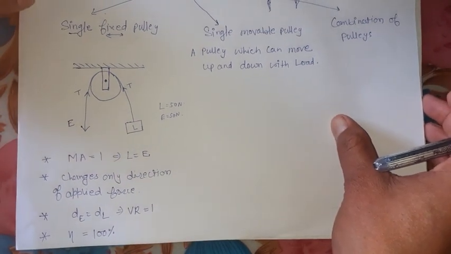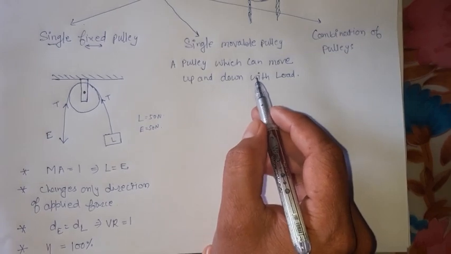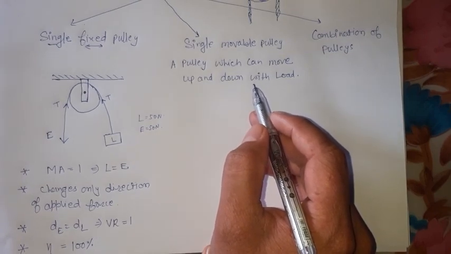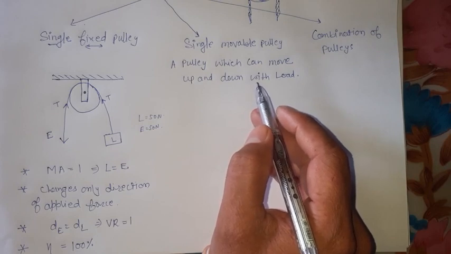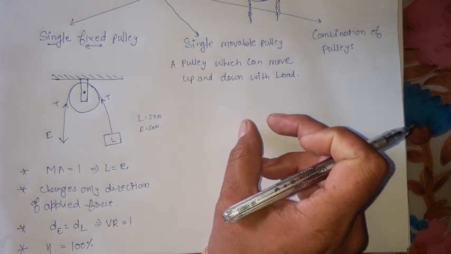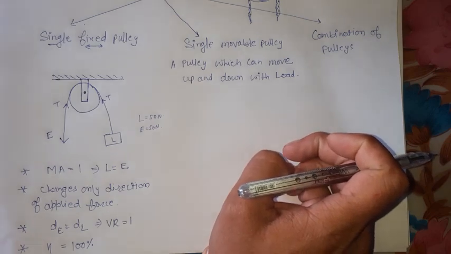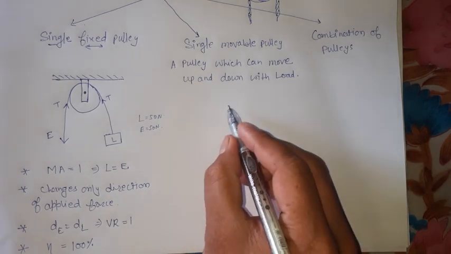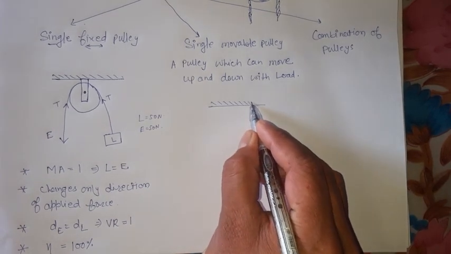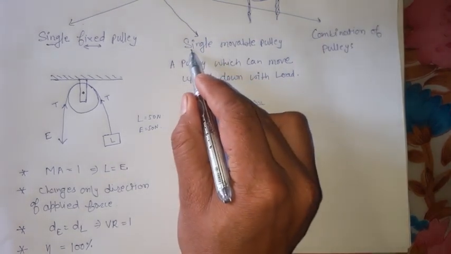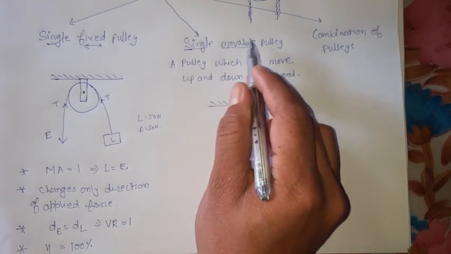This time I have a single movable pulley. Which pulley is said to be single movable? From the exam point of view, we must know how to draw the diagram, how to show the tension in the string, and where the load and the effort are applied. We get questions regarding this. So let us look here. This is the fixed support. Now what is over there? It is a single movable pulley, only a single pulley that is moving.